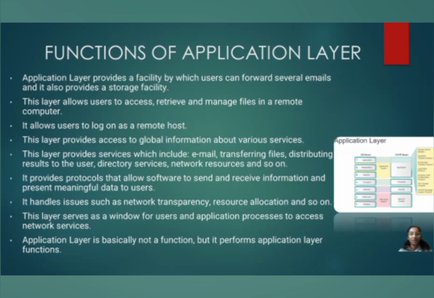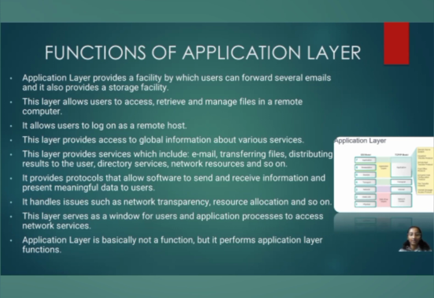Now let us see the functions of the application layer. The application layer provides a facility by which a user can forward several emails, and it also provides a storage facility. This layer allows the user to access, retrieve, and manage files in a remote computer. It allows the user to log on to a computer as a remote host. This layer provides access to global information about various services.